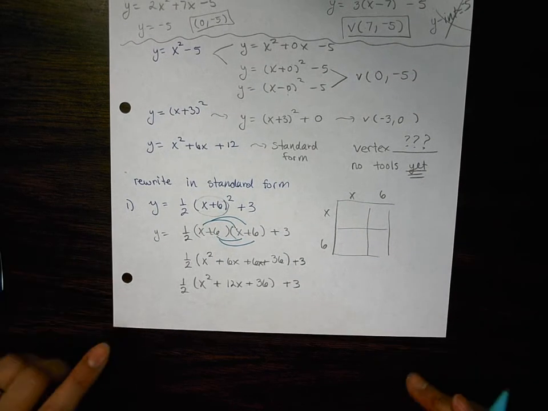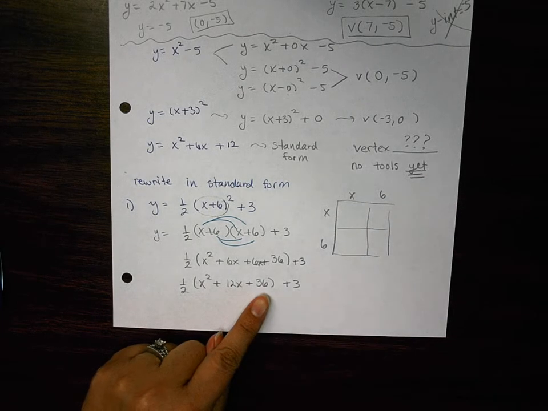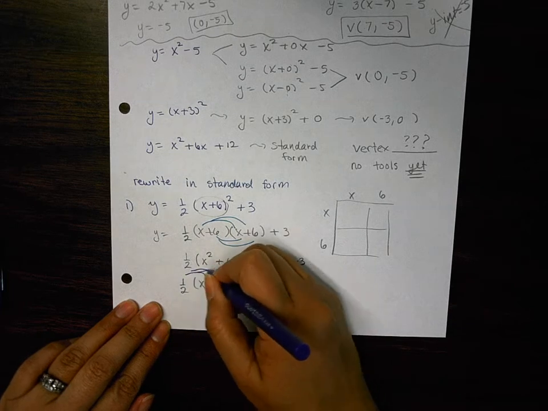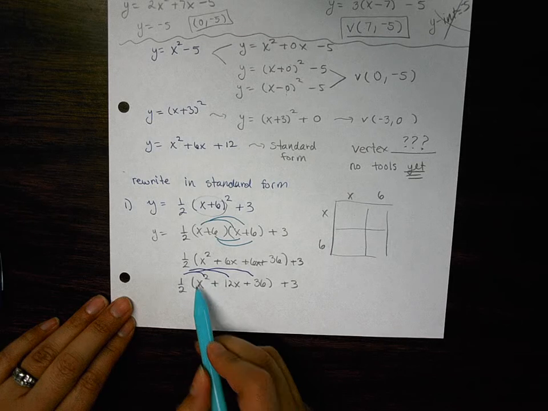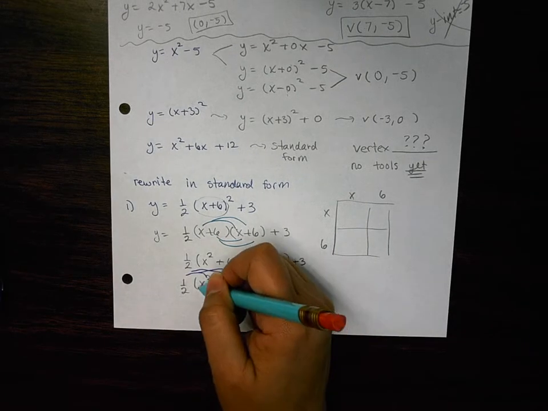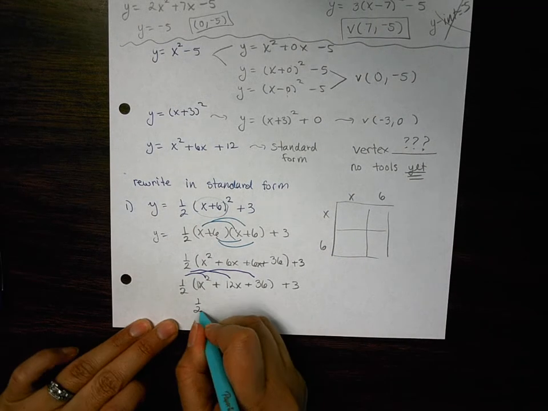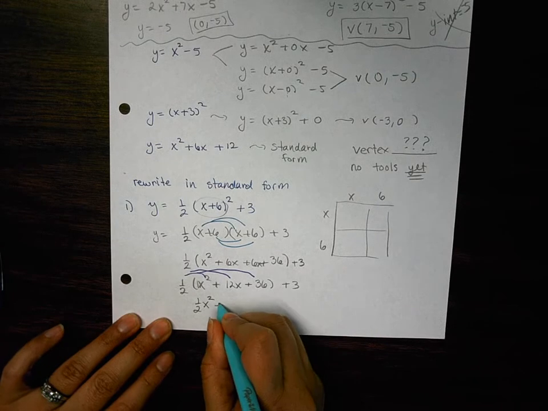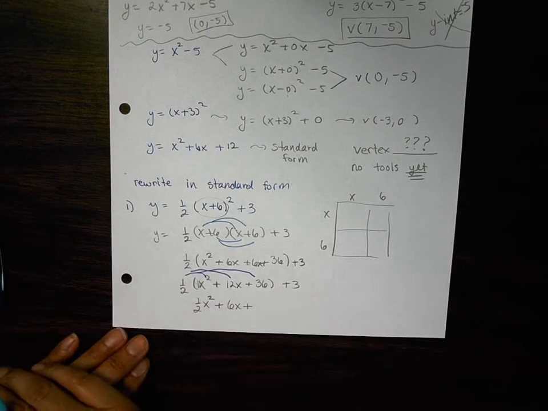Okay, am I ready to add 36 and 3 yet, or is there something else I have to do? Distribute the 1/2 to the x squared, to the 12x, as well as the 36. What's the coefficient here in front of the x squared? What's the number here I don't see? 1. What's half of 1? Do you agree it's just 1/2 x squared? Plus, what's half of 12? So this can become 6x plus what's half of 36?